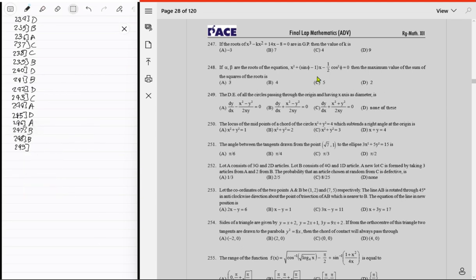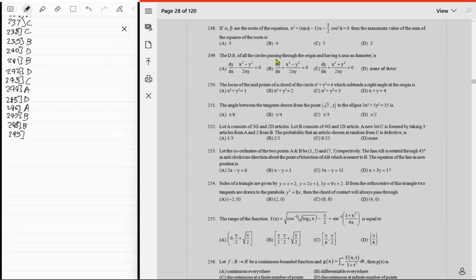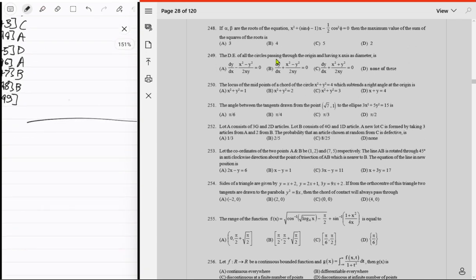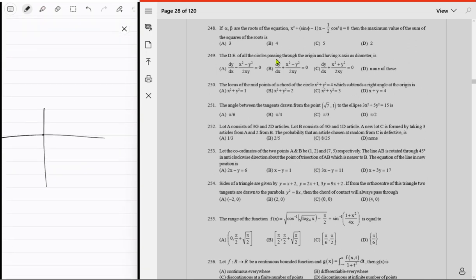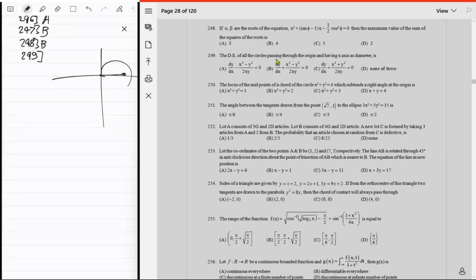249: the differential equation of all circles passing through the origin and having the x-axis as the diameter. Passing through origin, having x-axis as the diameter. Yes, like this. Okay, a point on this is the diameter's point. It's easy as that, right? Okay, cool.